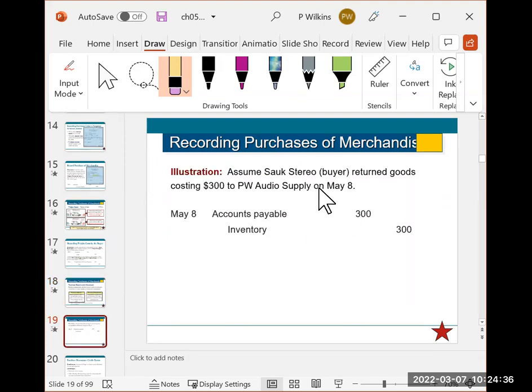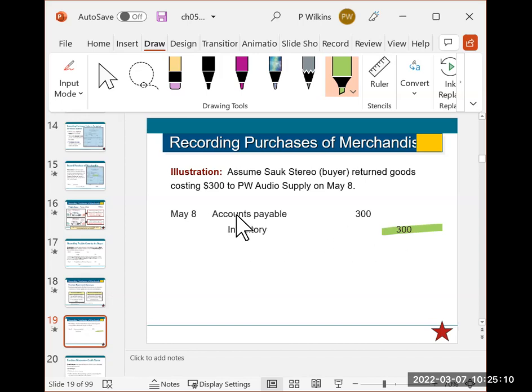Assume Stock Stereo, the buyer, returned goods costing $300 to PW Audio Supply on May 8th. So what are they getting? Well, they're getting a couple of things. One, they're getting a lower inventory because they're actually returning it, or they're getting a lower cost of their inventory if it's an allowance. So in order to reduce the cost of the inventory by either a return or allowance, inventory is an asset. Assets have a debit balance. So you're going to do the opposite. You're going to credit inventory.